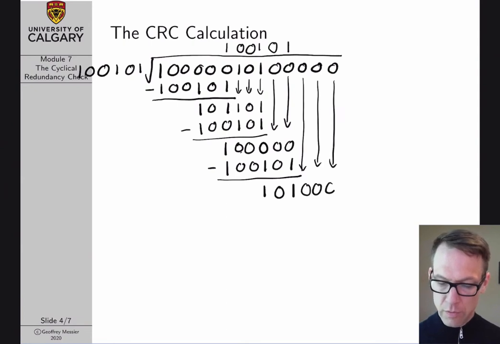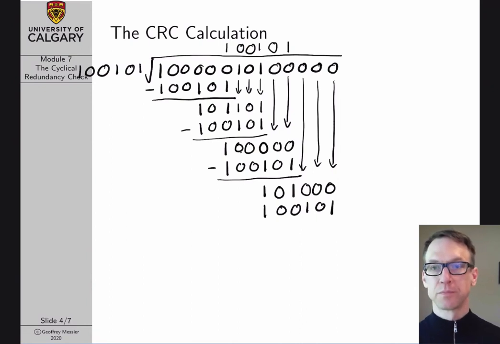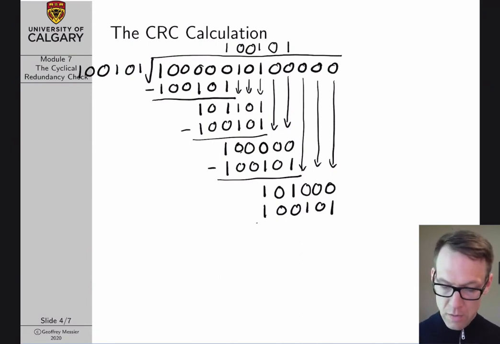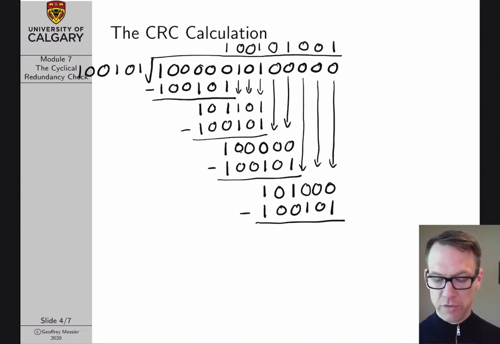Zero, zero, zero. Line up our divisor: 1, 0, 0, 1, 0, 1. And do our exclusive OR subtraction. I'm going to record the final position of the divisor. The result is 1, 1, 0, 1. Now we're left with 4 bits.